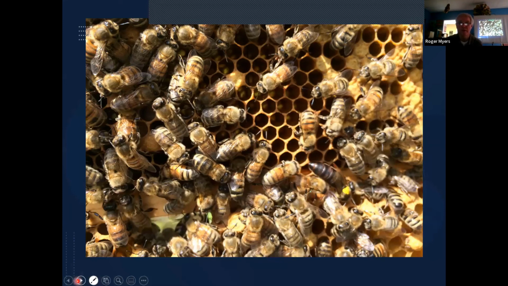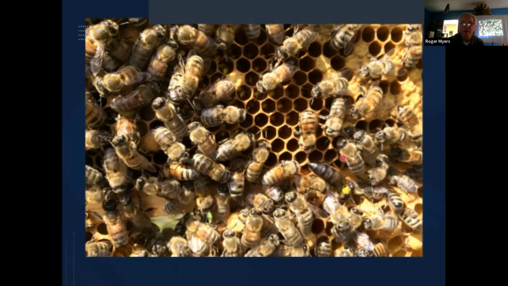What do you guys see on this picture? Bees. Anybody? There's a yellow dot on a queen in there. Yep. We got a yellow dotted queen.